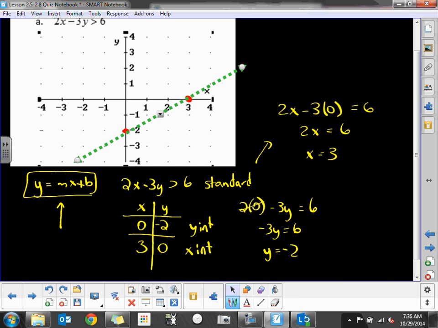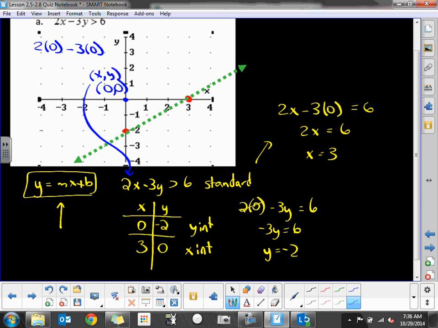So what we do is we test a point on either side, and we said one of the easiest points to select is the ordered pair (0, 0), or the origin. As long as our line doesn't pass through it, that's a very good candidate to throw in for your x and y value. We're going to plug it into our original equation. So I'm going to have 2 times 0 minus 3 times 0, and is that greater than 6? I'm going to evaluate if that statement is true or false. So that's 0 minus 0, is that greater than 6? Is 0 greater than 6?